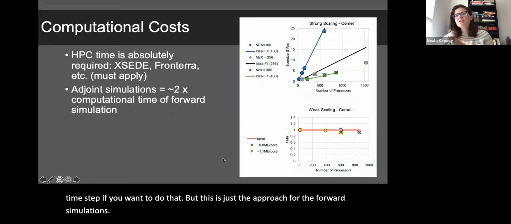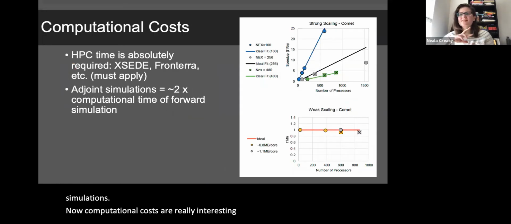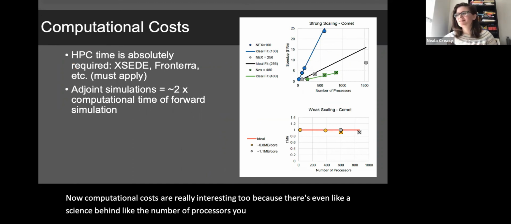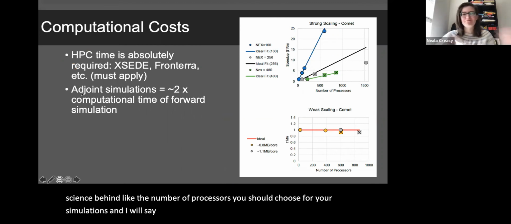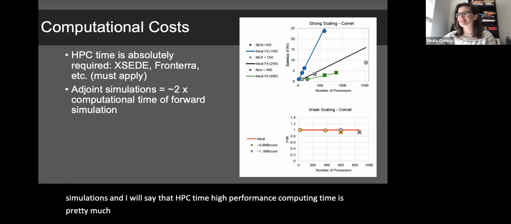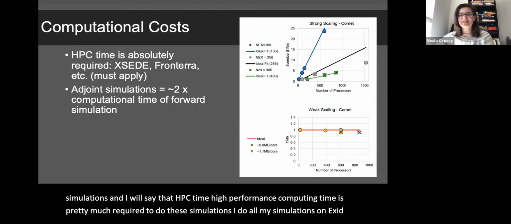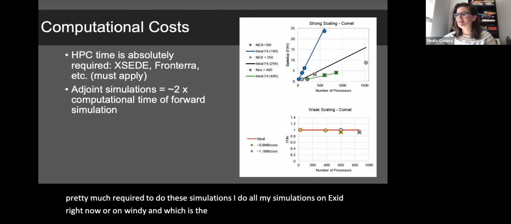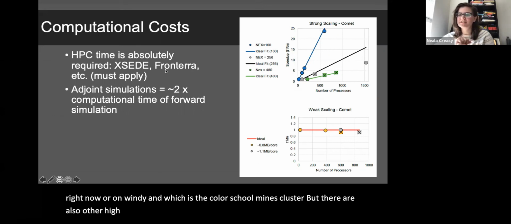Now, computational costs are really interesting too, because there's even a science behind the number of processors you should choose for your simulations. And I will say that HPC time, high performance computing time, is pretty much required to do these simulations. I do all my simulations on XSEDE right now or on Wendian, which is the Colorado School of Mines cluster. But there are also other high performance clusters, like Frontera that I know Ebru uses.